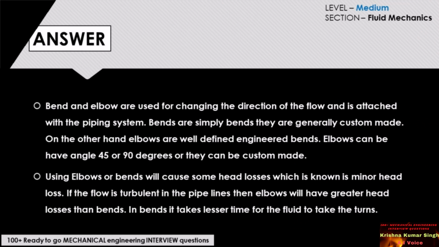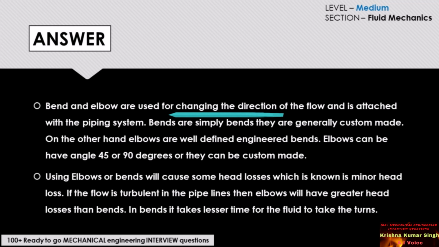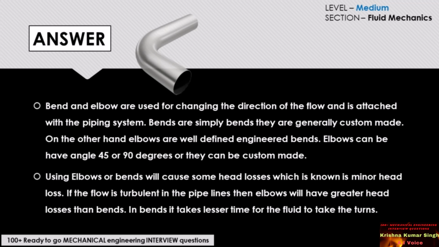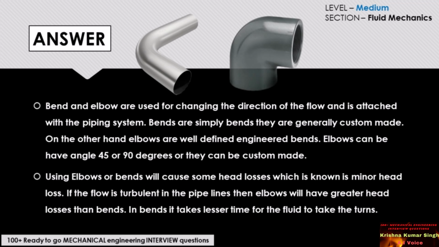The answer to this question would be: bends and elbows are used for changing the direction of the flow and are attached to the piping system. Bends are simply bends. They are generally custom made. On the other hand, elbows are well defined, engineered bends. Elbows can have an angle of 45 degrees or 90 degrees, or they can be custom made.